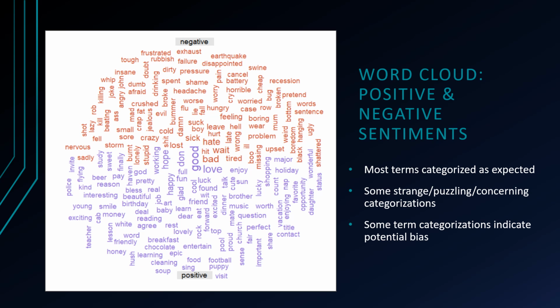There are a few puzzling categorizations in the negative class, with mum, boy, words, and John seeming very out of place. There are also some strange categorizations in the positive category. Dawn has showed up again, along with title, cab, and top. Some concerning categorizations include black in the negative category and white in the positive category. Given how black was categorized in the previous comparison cloud, this may be indicative of bias present in the algorithm. Without context, some of these categorizations make little sense.